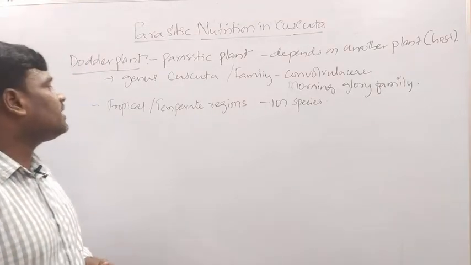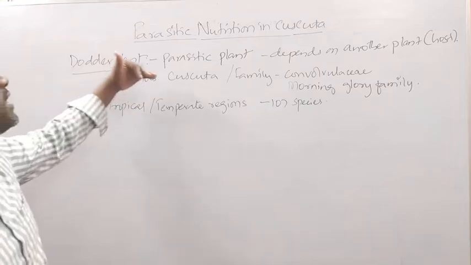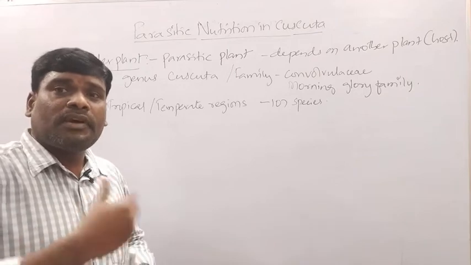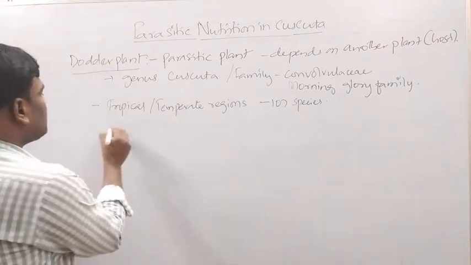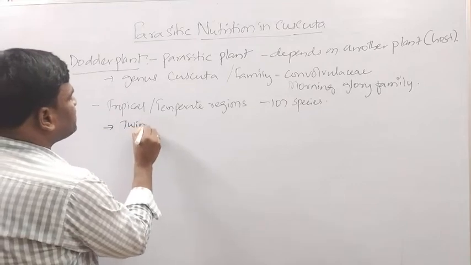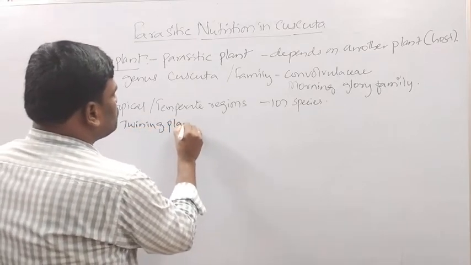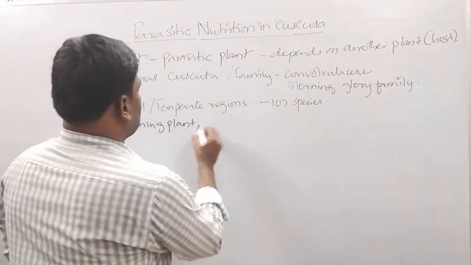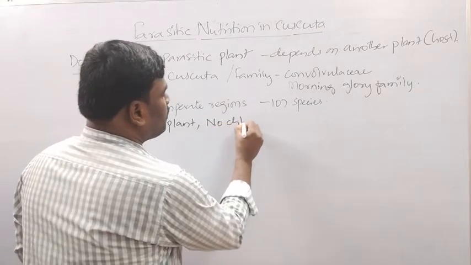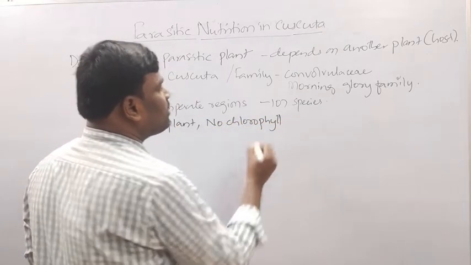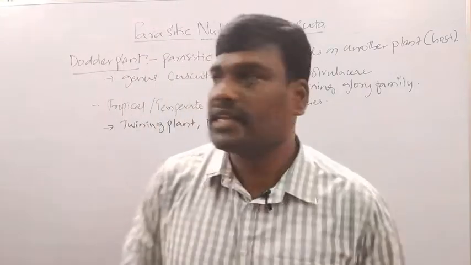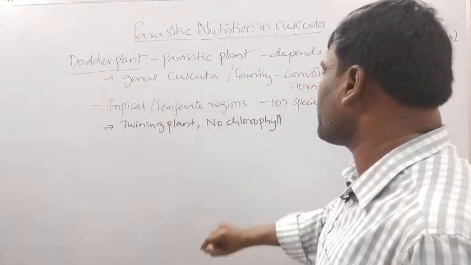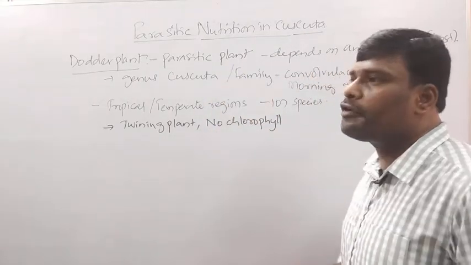Here this dodder plant children is a parasitic plant, so it depends upon another plant. How does it depend? That's why it is called a twining plant. It is a twining plant, and it does not have chlorophyll. No chlorophyll children in this plant. It is a non-green plant. It cannot synthesize food, that's why it depends upon another plant.